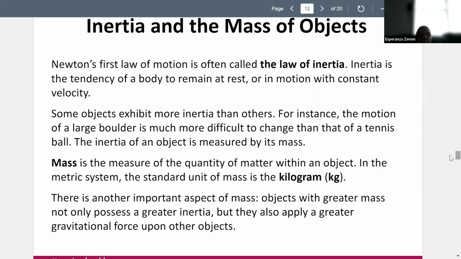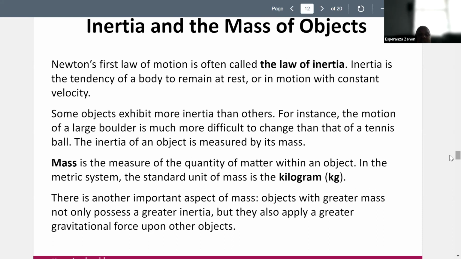And so how do we know how much inertia an object has? By measuring its mass. Mass is a property that tells us the quantity of matter within an object. How much stuff is it made of, right? More stuff, more inertia. More stuff, more mass. And so we know, because we've looked at the base properties and base units and the metric system, we know that the standard unit for mass is the kilogram, right? But at its core, mass is the amount of matter within an object. And more mass, more inertia.